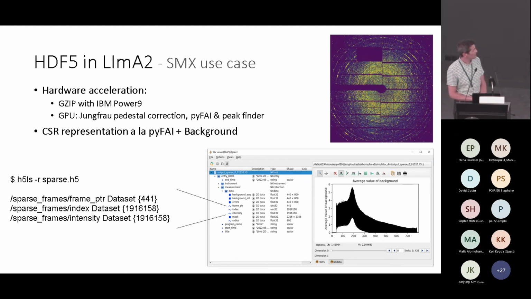We basically use 3 data sets. One is the position of the pixel of the peaks in the image. Then we have the intensity. And to get in 3D, we have a frame pointer that tells wherever a frame starts. So that's the 3 data sets on the left.